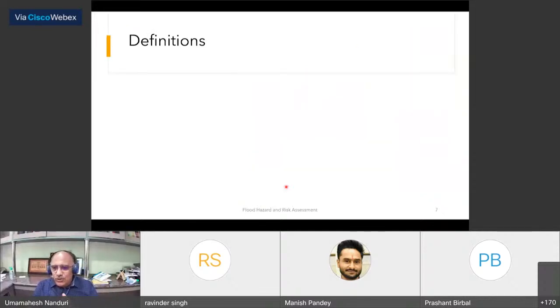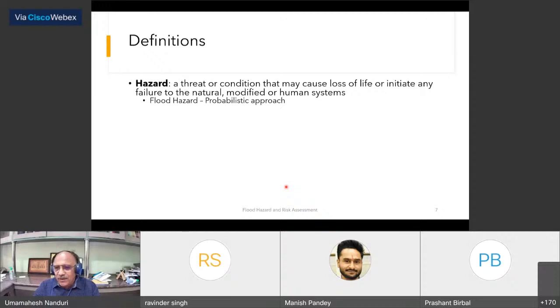With this background, let me define the terms that we very frequently use when we talk about natural hazards. One is hazard. I am borrowing a definition from a textbook: a threat or condition that may cause loss of life or initiate any failure to the natural, modified, or human systems. Flood hazard is one such condition, which causes loss of life, can cause huge economic loss, as well as loss to society.